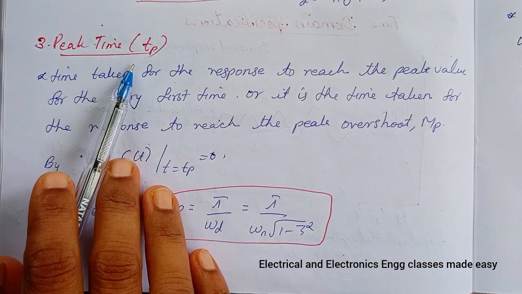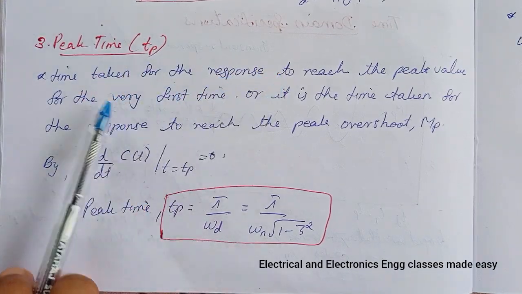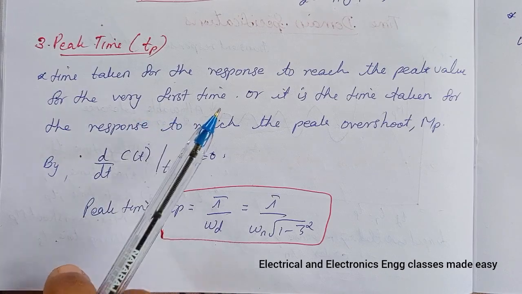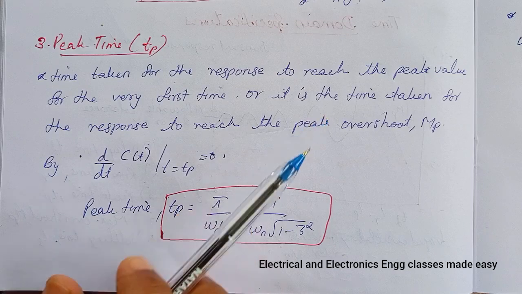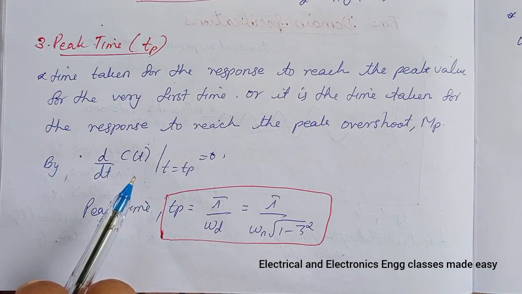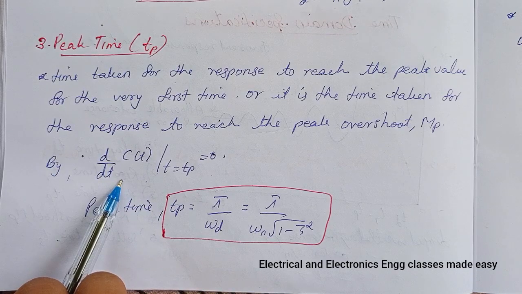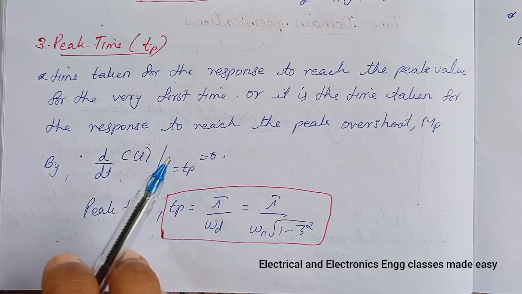Next is peak time Tp. It is the time taken for the response to reach the peak value for the very first time, or the time taken for the response to reach the peak overshoot Mp. And it is obtained by differentiating the response with respect to t and equating it to 0.